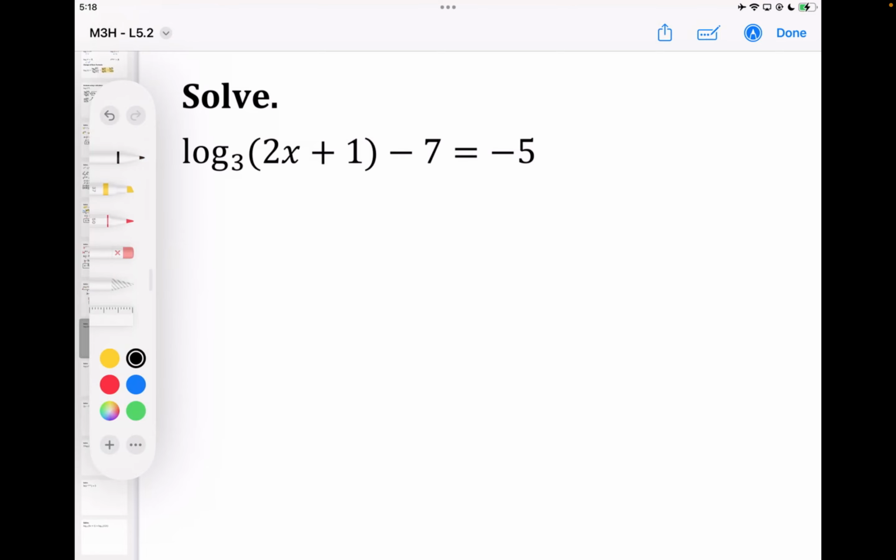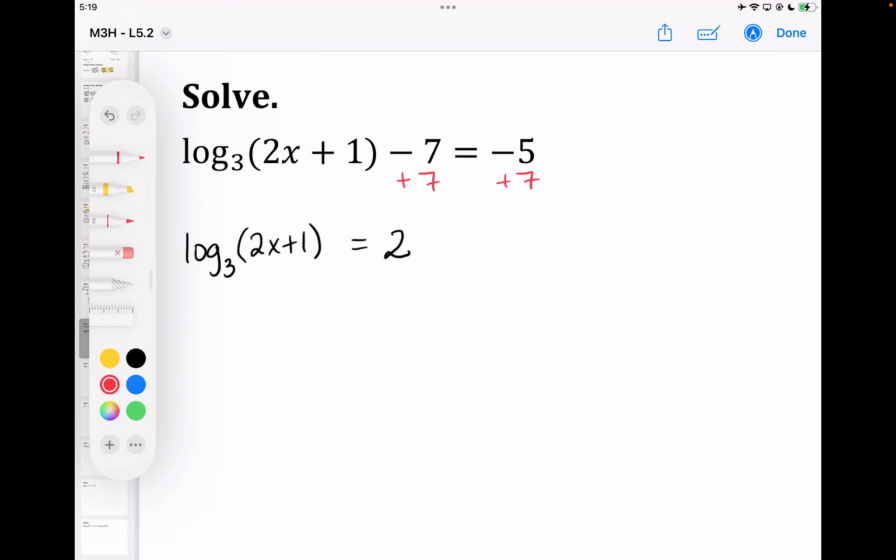For this problem, I can't exponentiate right away because we've got something after the logarithm, that minus 7. So I need to move that minus 7 over to the other side of the equation to start out this problem. I'm going to rewrite this: log base 3 of 2x plus 1, and then negative 5 plus 7 is 2. Now that the logarithm is completely isolated, you can go ahead and exponentiate both sides.